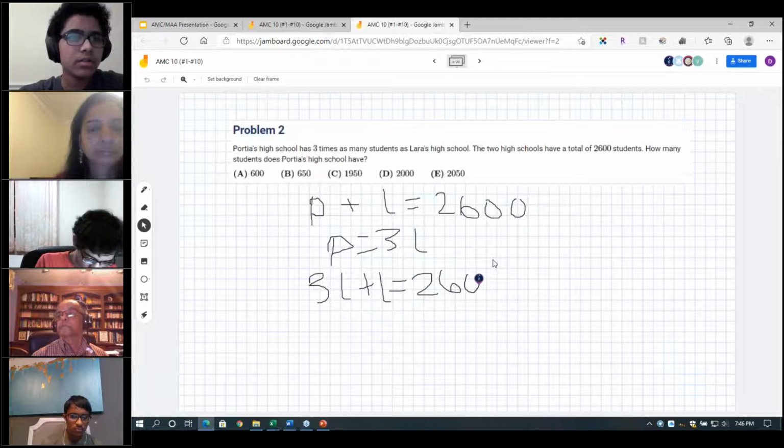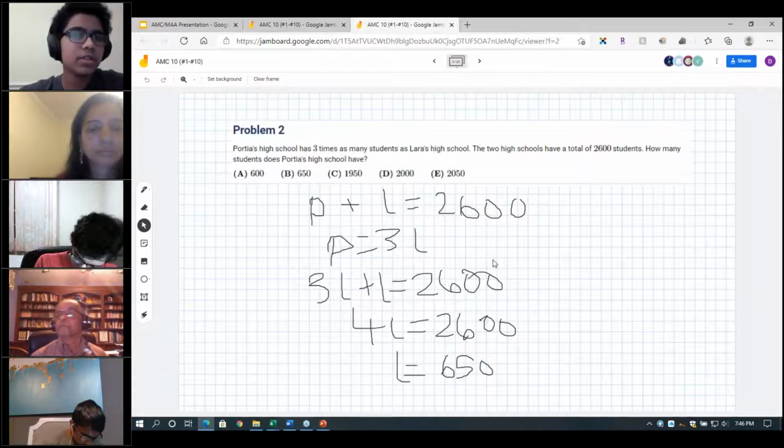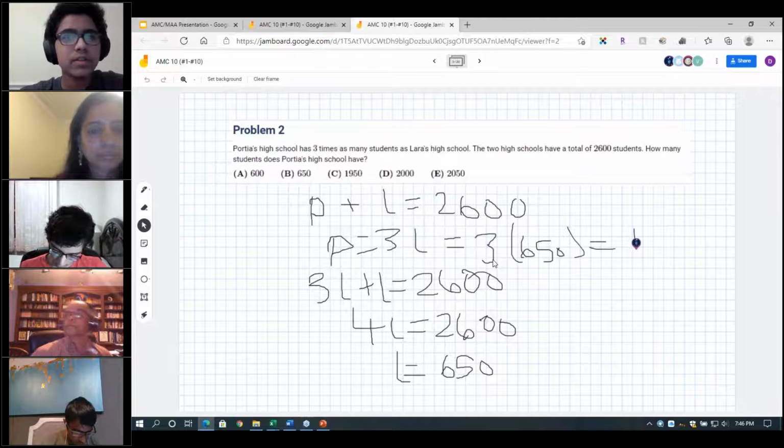So 4L equals 2,600. This means the number of students in Lara's high school is 650. We are asked to find the number of students in Portia's high school. We can use the second equation to find this. We already know L is 650, so the number of students in Portia's high school is 3L, which is 3 times 650, or 1950. So our answer is C.